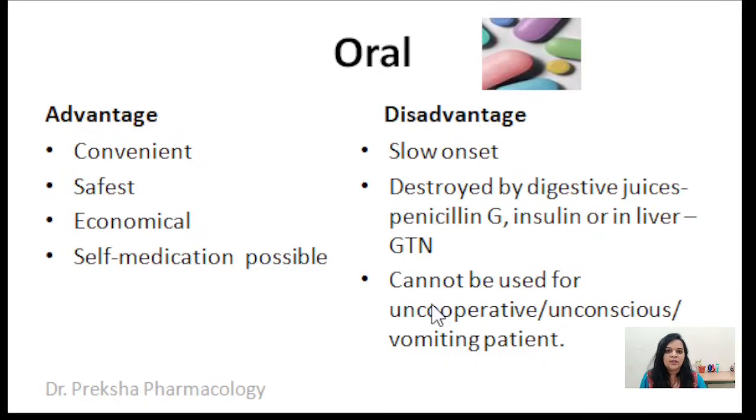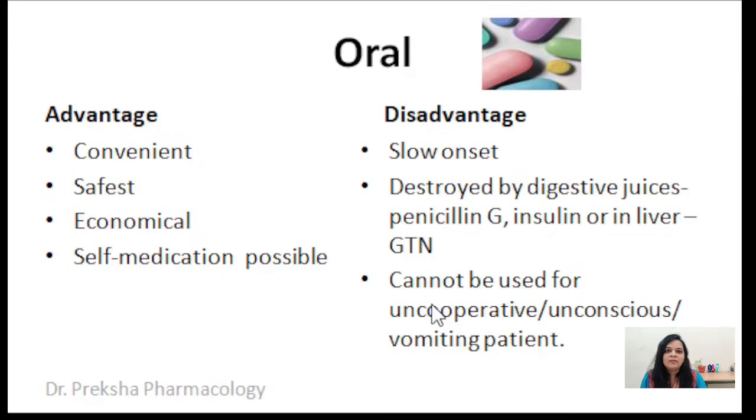Now oral route. So this route is very commonly used, and the advantage of this route is it is very convenient for the patient, safe for the patient, economical also, and self-medication is possible. Disadvantage of this route is slower onset of action. Once the patient takes the drug orally, then it will take a minimum of 40 to 60 minutes to exert its effect. Then these drugs can be destroyed by digestive juices, for example penicillin G and insulin.